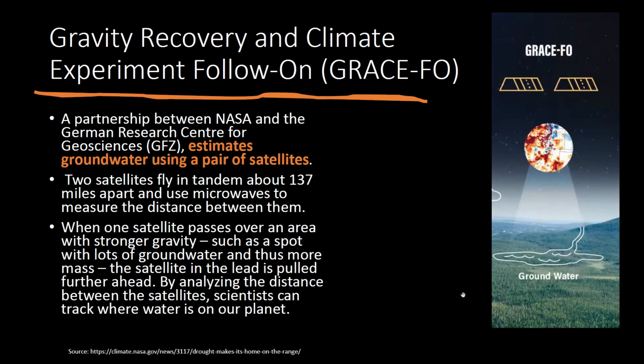And we have the GRACE-FO, which is the Gravity Recovery and Climate Experiment. This is with Germany and NASA, and it looks at groundwater using a couple different satellites. So they fly tandem about 137 miles apart, and they use microwaves to measure the distance between them and to go below the surface, obviously. So the more gravity there is, there'll be more groundwater, and so that's how they test it and see it. Again, if you want to learn more about any of this specific remote sensing, here is the source at the bottom so you can check it out.